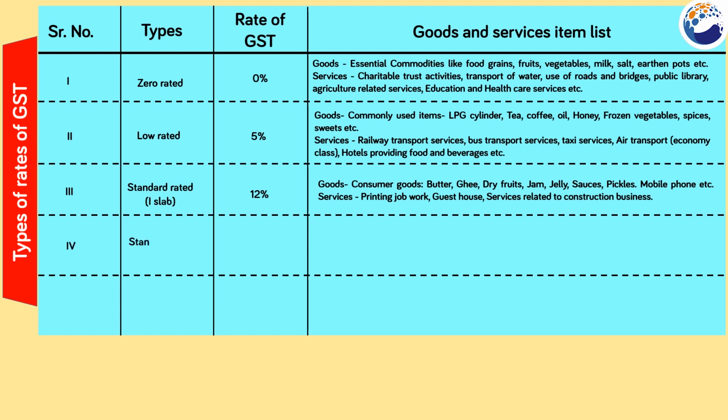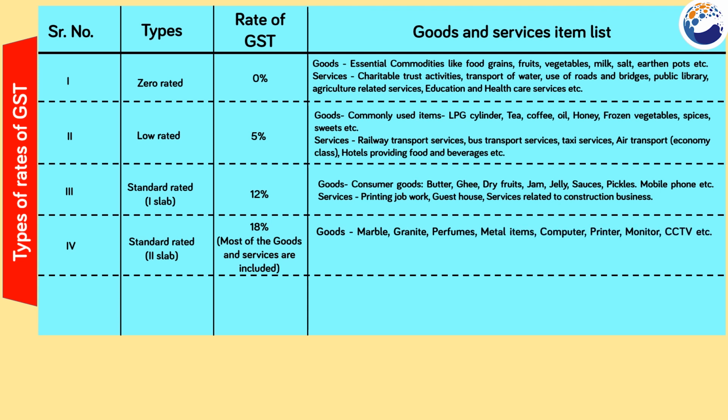4. Standard rated, slab 2, GST rate is 18%. In this slab, most of the goods like marble, granite, perfumes, metal items, computer printer, monitor, CCTV, etc., and services like courier services, outdoor catering, circus, drama, cinema, exhibitions, currency exchange, broker services in share trading, etc.